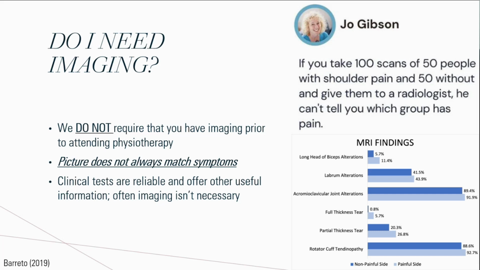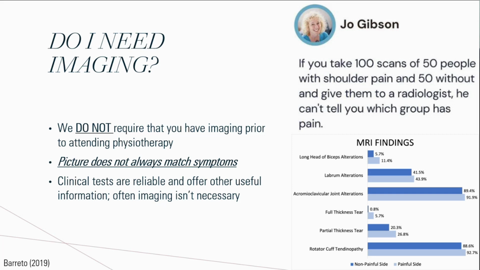I like the quote that's off to the right here. It's from a physiotherapist who's fairly big in the shoulder field. She was saying that if you take 100 scans of 50 people with shoulder pain and 50 without, and then were to just give those pictures to a radiologist, they wouldn't be able to tell you which group had pain. So it reiterates that these images can be helpful, but they also don't necessarily give us an answer.